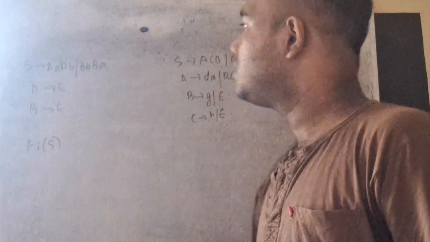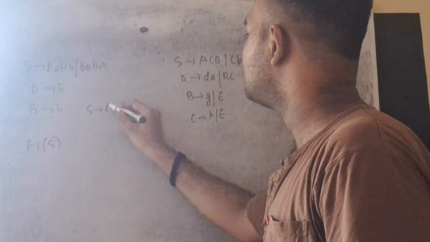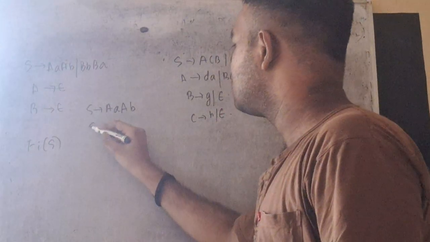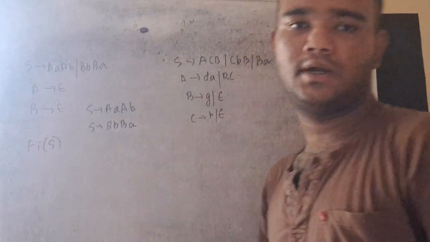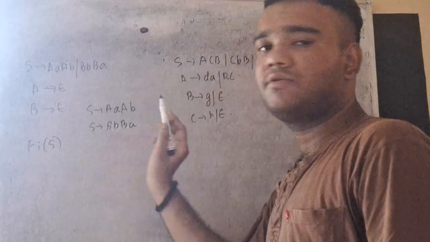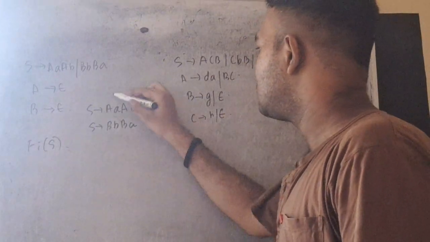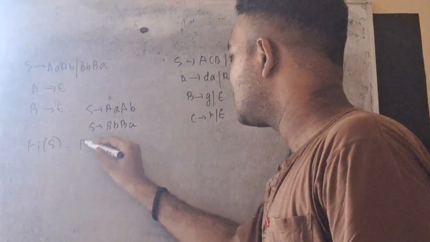What I need to calculate is basically the first of S. There are two production rules in this S. What are the two production rules? The first production rule is S tends to A B, and the second production rule is S tends to B B B A, right? If I calculate the first of S, in the first position of this production rule what is lying? It is nothing but A. So first of S will be basically first of A.